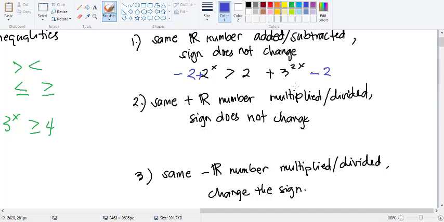It is okay. Now, if we are going to multiply or divide the same positive real number to an exponential inequality, the sign does not change as well. So, for example, 2x is greater than 3. If we multiply this by, let's say, 1/2, both sides, it does not change the sign.